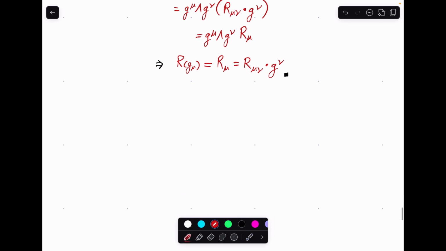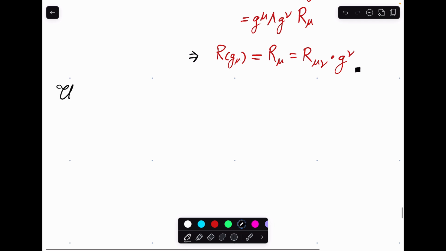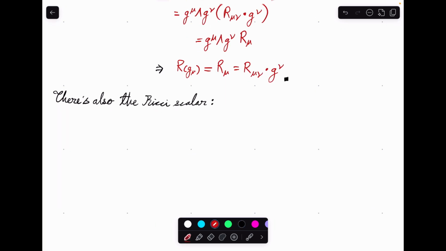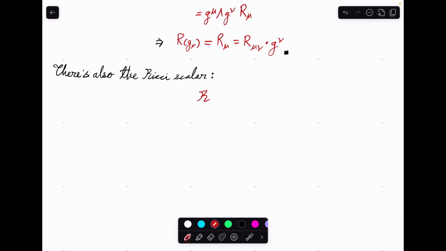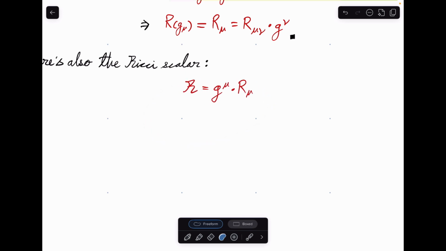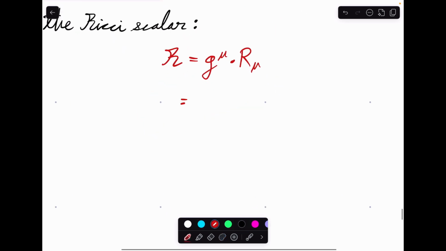And there's also the Ricci scalar. And that is typically written with a curly R, and it's defined as the inner product between G mu and the Ricci vector. We can also express this in terms of the Riemann bivector.